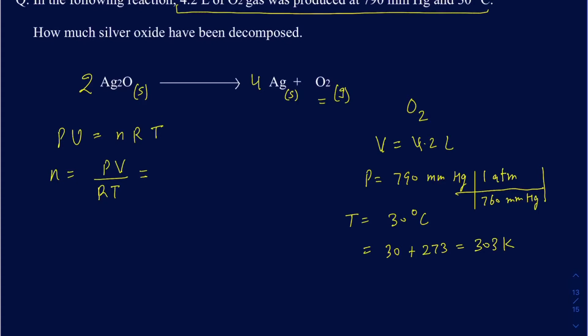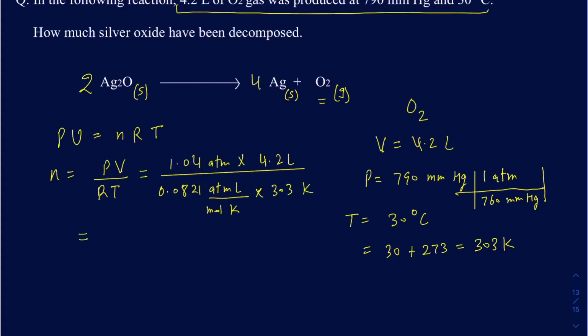So I got 790 divided by 760, so it's 1.04. I'll just write that down on the left side here. So 1.04 atmosphere. Your volume is 4.2 liters. And then you divide that by the R, which is going to be 0.0821 atmosphere liters divided by moles Kelvin, and then times your temperature, which is 303 Kelvin. So all the units will cancel out here. The atm goes away, the liter goes away, Kelvin goes away, and then you're left with the moles.